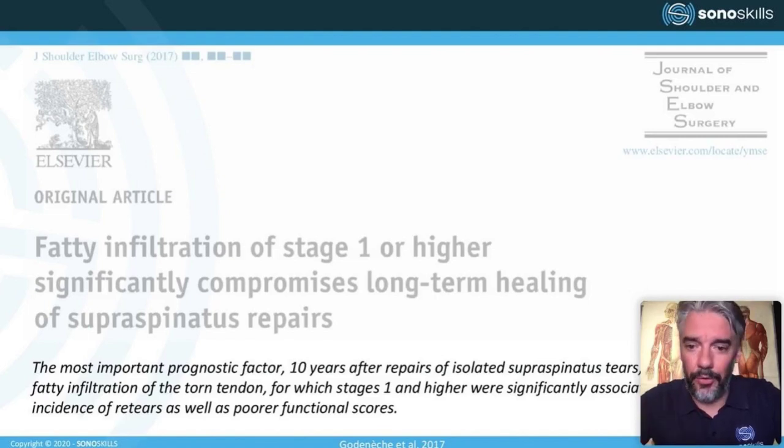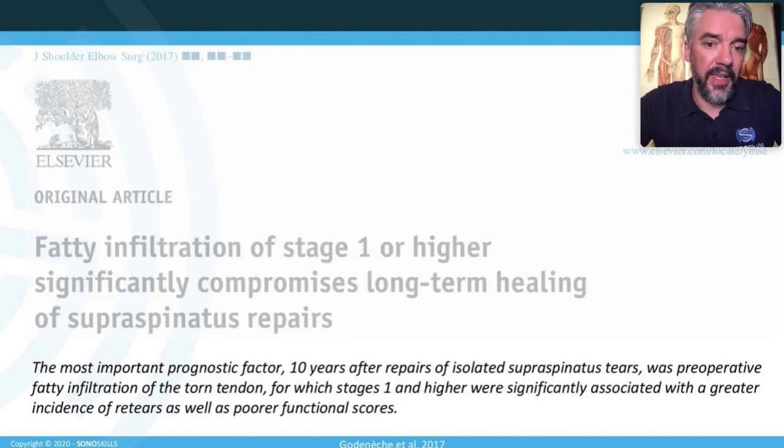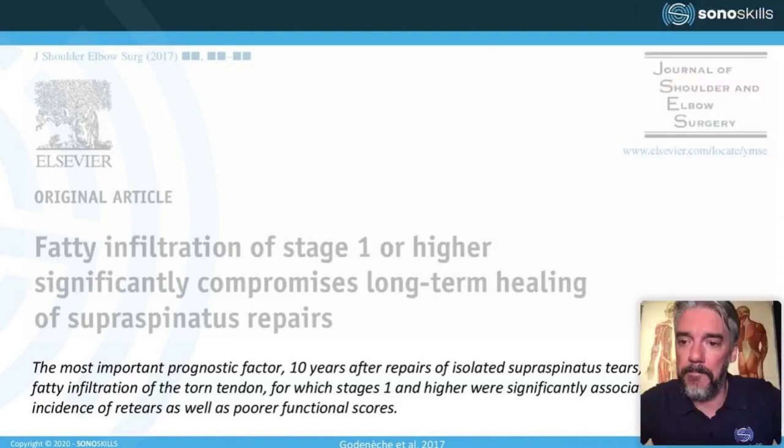And this is also proven in this article: 10 years after repair, if there was pre-operative fatty infiltration, it was significantly associated with a greater incidence of re-tearing. So this is why you really want to know, is there any fatty infiltration? And this is mainly correlated to tearing of the anterior supraspinatus tendon.